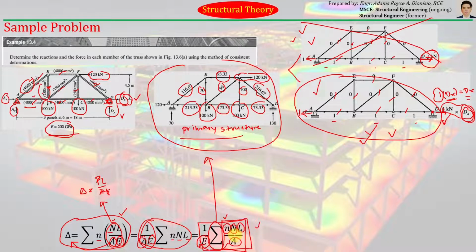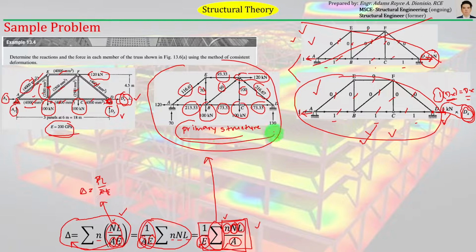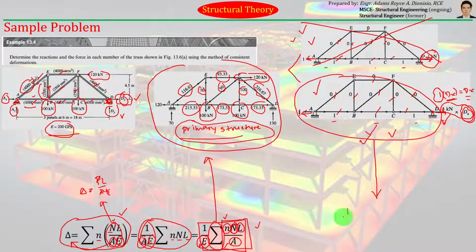But what will happen is capital N here, which is actually pertaining to the axial force for the primary structure loaded by the given external load, will be replaced by small n as well. So the formula for the deflection of this structure loaded by the redundant will now be equal to this. Okay, summation of n times n L over A.